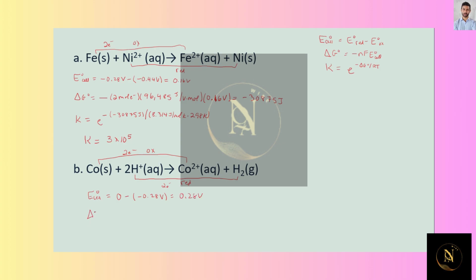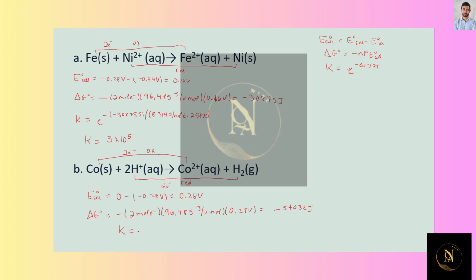Now we can find delta G naught. Delta G naught is equal to negative, the number of moles of electrons, which in this case was 2 moles of electrons, times Faraday's constant, 96,485 joules per volt mole, times the voltage, which was 0.28 volts. And I get my delta G in this case equal to negative 54,032 joules. So I plug that into my equation for K.